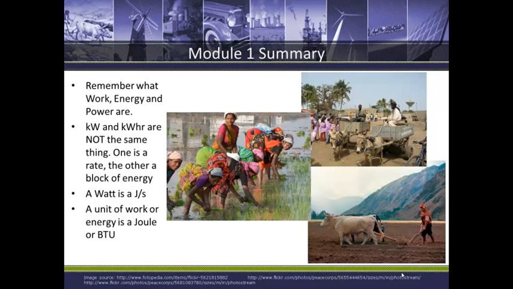And again, the kilowatt in an electric motor, or horsepower in an engine, or however we want to categorize our engines and motors, these are rates or capacities to do work, and then a block of energy is a kilowatt hour. So that's one of the things you want to keep track of.